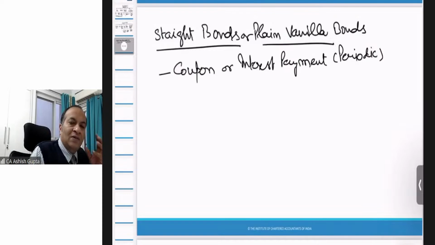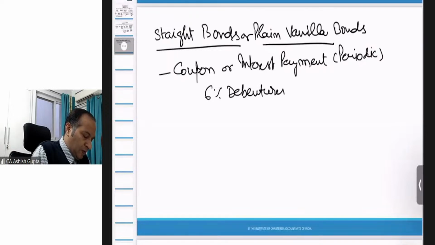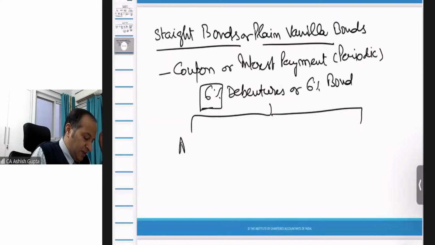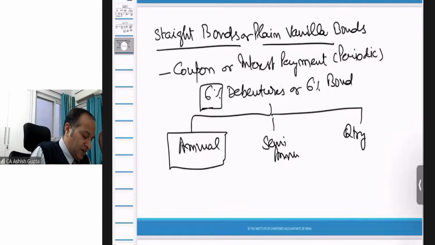Suppose, if you recall, in the 12th class, when you used to issue debentures, there used to be a prefix like 6% debentures. So 6% debentures means the interest per annum will be paid at 6%. Now the coupon can be paid annually, semi-annually, or quarterly. But in most questions, the interest payments are on an annual basis.